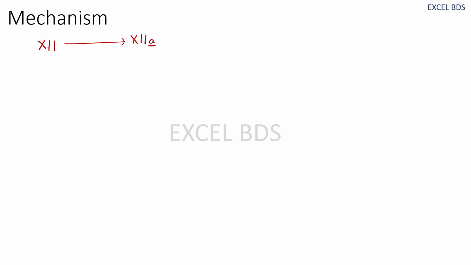For the activation of factor 12, we need two more factors. One is called high molecular weight kininogen, which we write as HMW. The second factor which we need is called kallikrein.